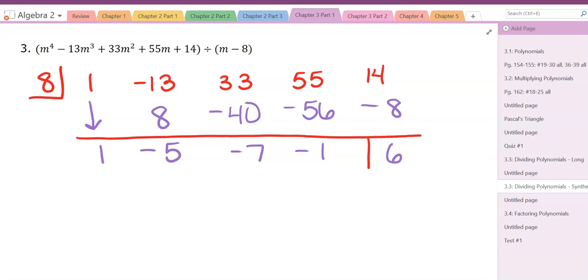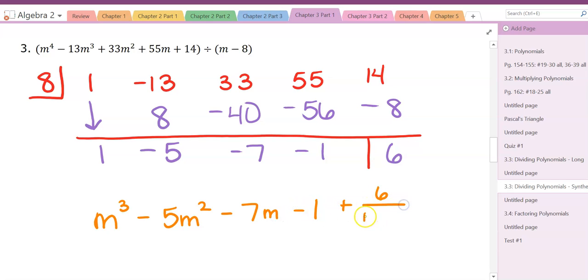So our final answer should have said m to the third minus 5m squared minus 7m minus 1, and then plus your 6 over m minus 8.